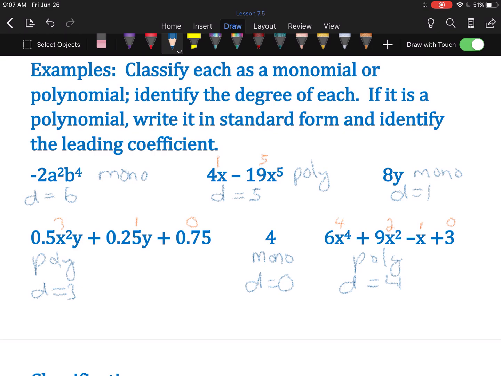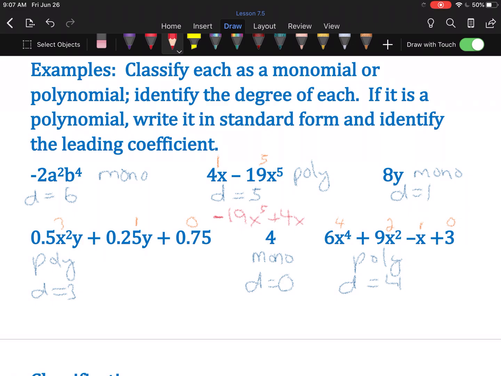If it is a polynomial, write it in standard form. Okay, so I'm going to change the color of my pen again. This top one is not in standard form, because standard form says the highest degree goes first and on down. The highest degree term is the 19x to the fifth. So it has to come first, and that minus sign does stick with it. So minus 19x to the fifth is first, and that 4x moves over. That is standard form.